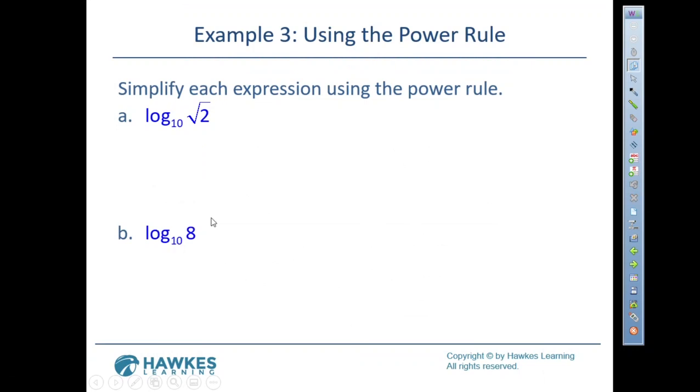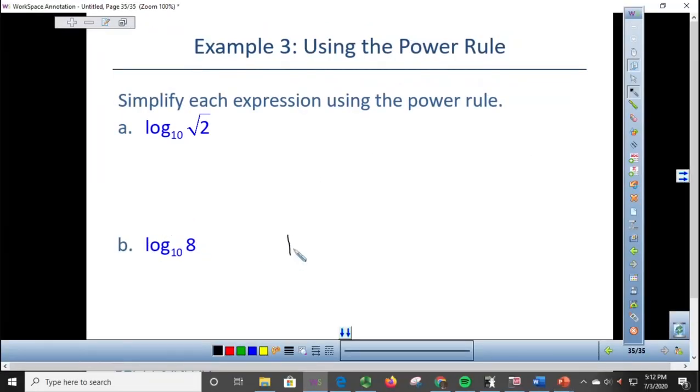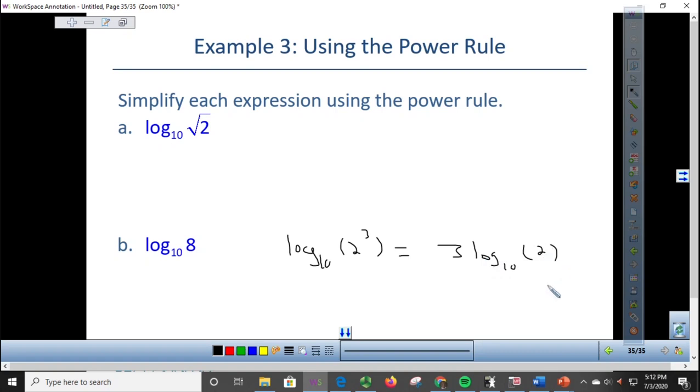Okay, so again, we have this log base 10 of 8, and you're probably saying, well, how does my power rule apply to this? So remember how we broke the 8 down last time? We can do the same thing. So log base 10 argument 2 to the third equals 3 times log base 10 of 2, right? Which again we said is 0.3010 approximately, and now we're just going to multiply that by 3.